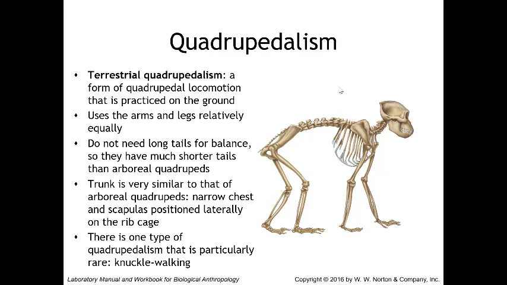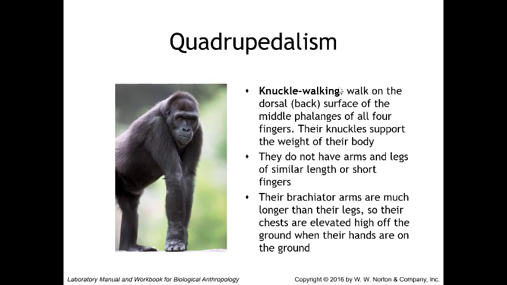There is one type of quadrupedalism that is particularly rare, and this is knuckle walking. Knuckle walking is walking on the dorsal or the back surfaces of the middle phalanges of all four fingers. Their knuckles will support the weight of their body. And so we see this only in our gorillas and chimpanzees and bonobos.